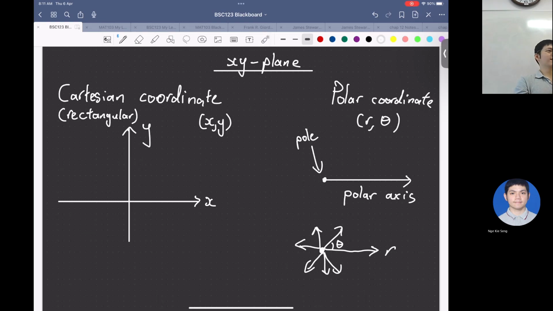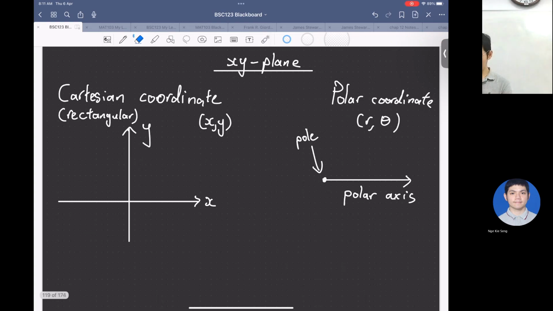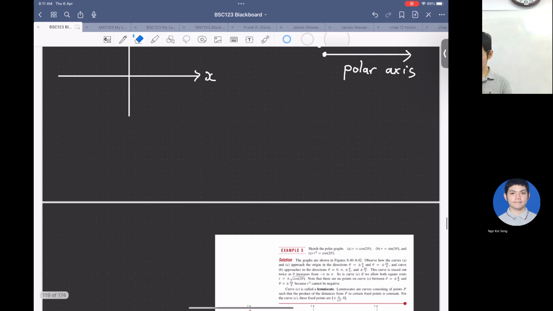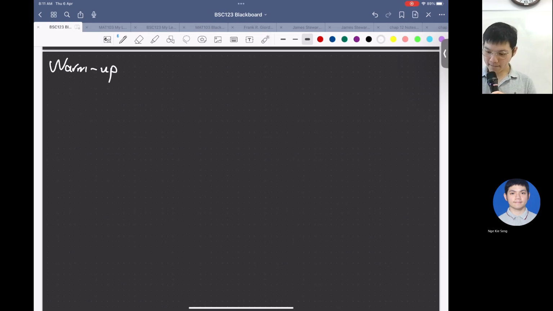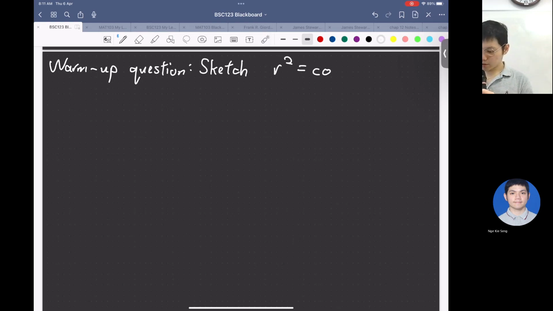I see some of you are confused. Maybe later we will do one example. Let's do one example. One more question. Try sketching r squared equals cos squared 2 theta.